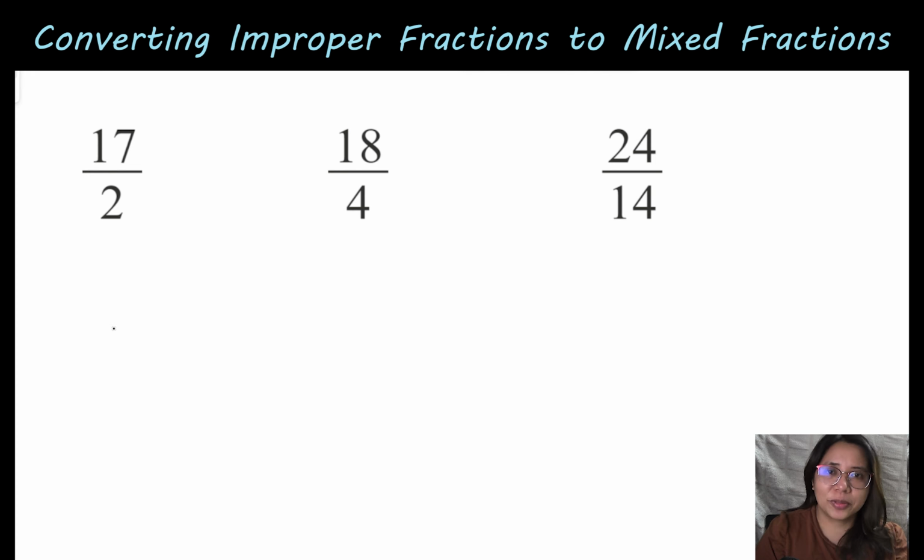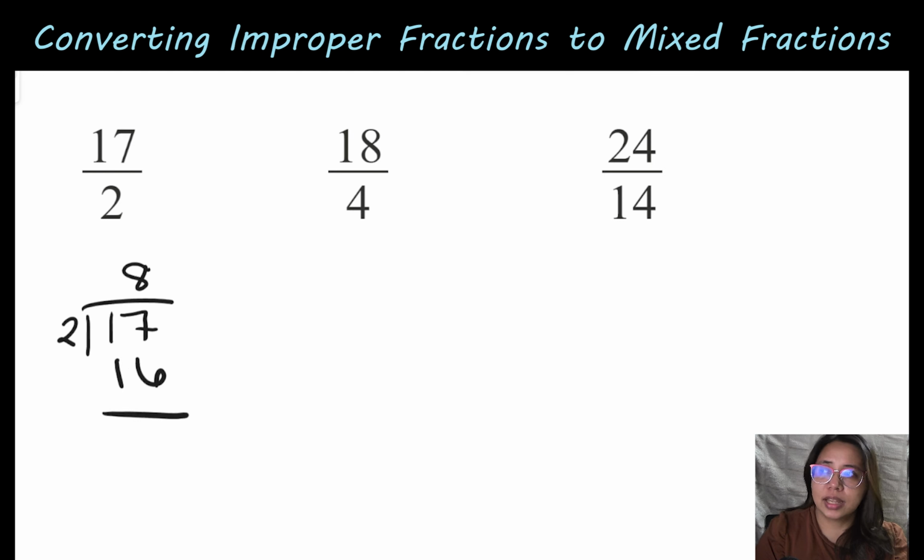So, for example, we have 17 over 2. So, i-divide natin yung ating numerator sa ating denominator. So, we have 17 divided by 2. Okay, so 17 divided by 2 is 8. 8 times 2 is 16. Okay, so 17 minus 16 is 1. So, ito yung ating whole number. Okay, and then, ito yung ating numerator at ang ating denominator. So, we have 17 over 2 is equivalent to 8 and 1/2.